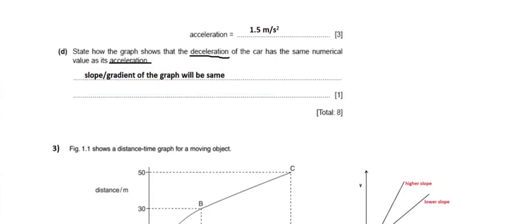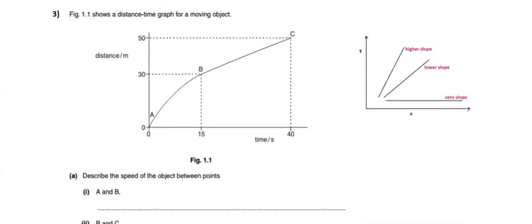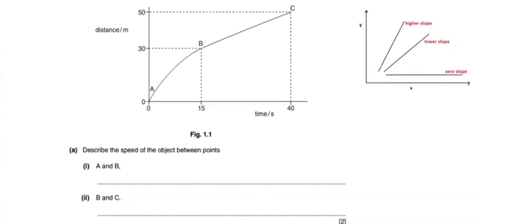Now we will see the third problem. You can read the problem here. Figure 1.1 shows the distance time graph for the moving object. So the distance time graph is given over here. You can see from A to B the line is curved, and from B to C it is a straight line. So the part A of the question: describe the speed of the object between the points.